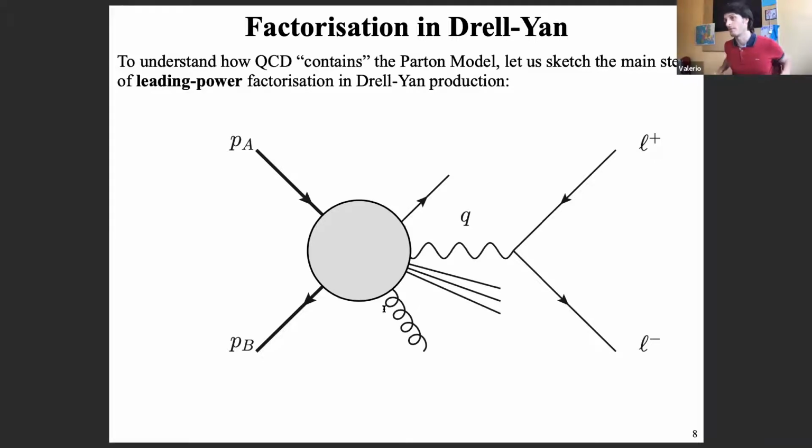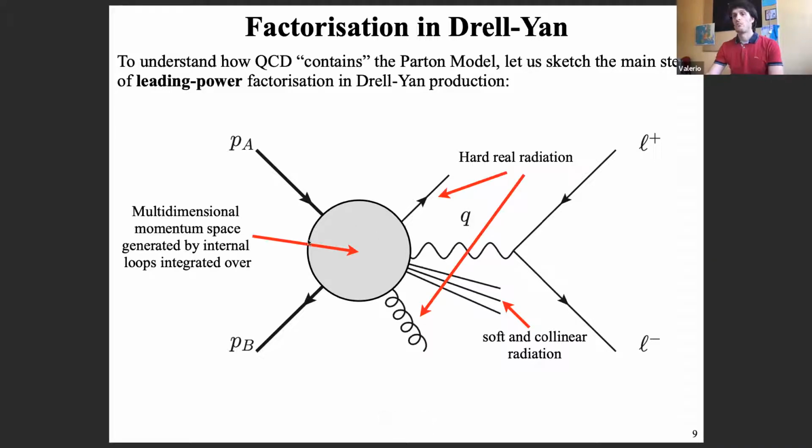It's actually a very complicated thing that I would like to try to sketch in a few steps. So here is a sketch of the Drell-Yan. You have two incoming protons, and then you have a pair of leptons in the final state. In the gray blob, you have anything that you can imagine. So you have all possible interactions, all possible loops.